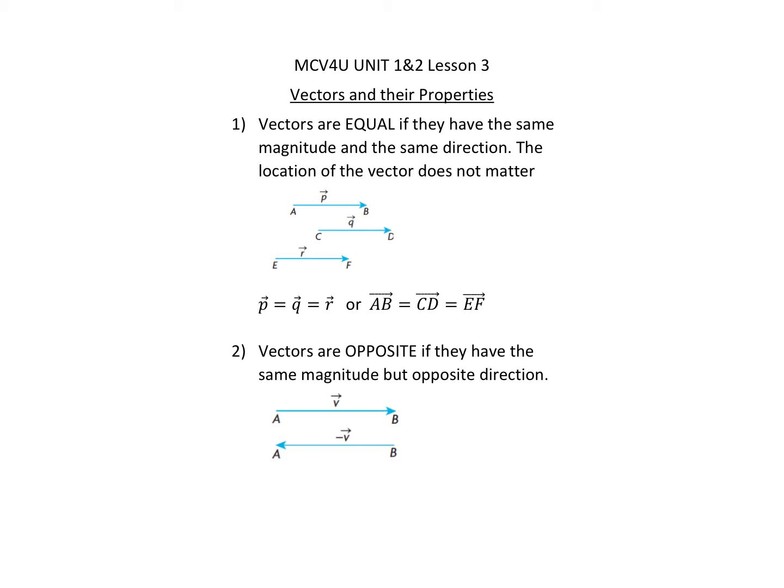Vectors can also be opposites. If they are opposite, they would have the same length or magnitude, but they would be opposite in direction. So here we see vector V, or vector AB, is the same length but opposite in direction to B to A. So A to B is considered the opposite of B to A, or vice versa. If I go from A to B, the opposite would be going from B to A.